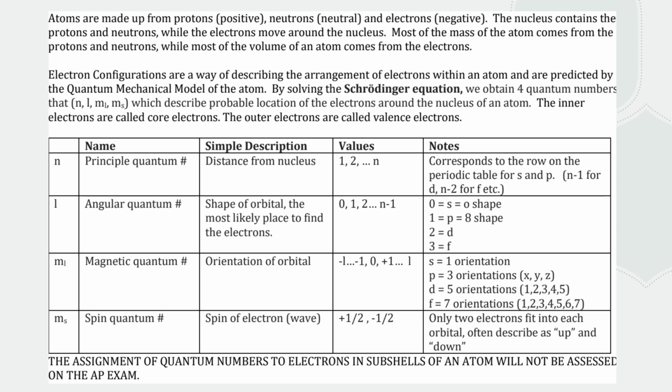Lowercase n is the principal quantum number. That's the distance from the nucleus. So it corresponds to how many orbitals away from the nucleus, like 1, 2, 3, or 4, like looking at the periodic table. L, the angular quantum number, is the shape of the orbital, SPDF. The magnetic quantum number is the orientation of the orbital, different orientations for that. And the spin quantum number is the spin of the electron, if it's up or down, quote unquote, so positive or negative. In each little orbital you have two electrons that can fit there, and they have to be in opposite directions, up and down.